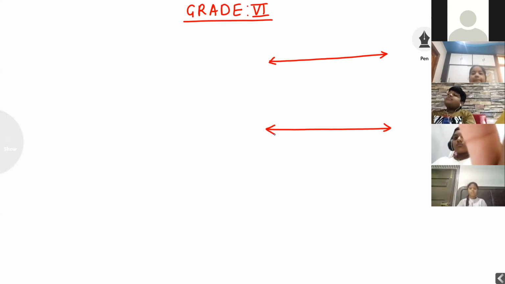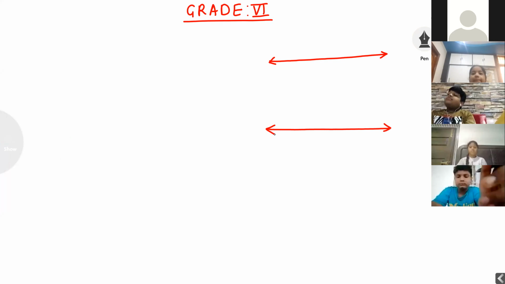I hope you don't have any doubt regarding interior and exterior angle. Firstly, I am explaining about corresponding angle. If any figure is forming F shape or 7 shape, that is called corresponding angle.